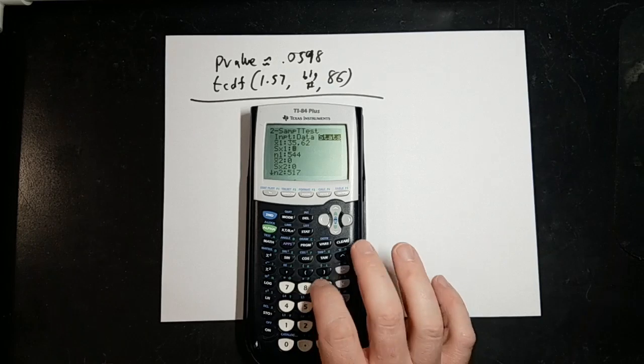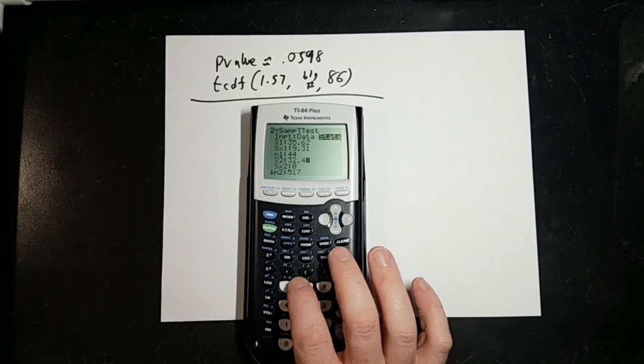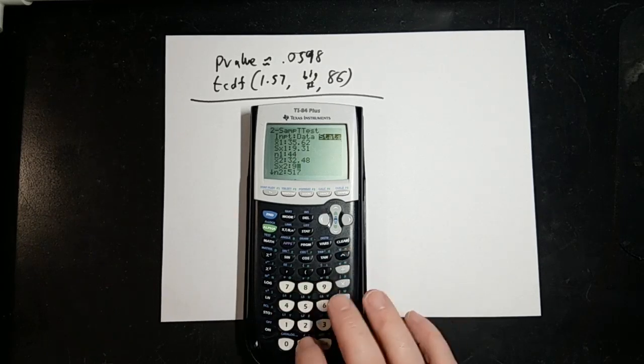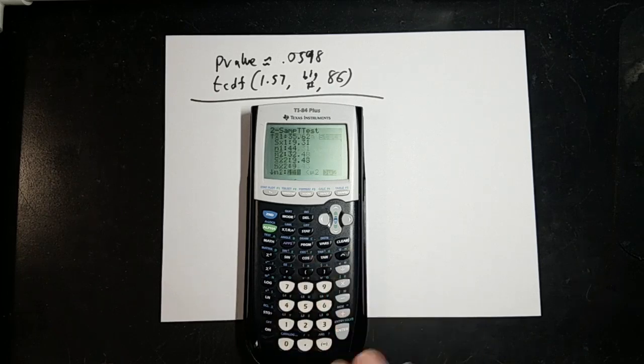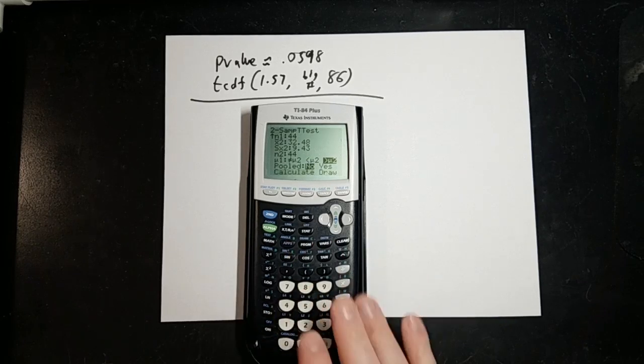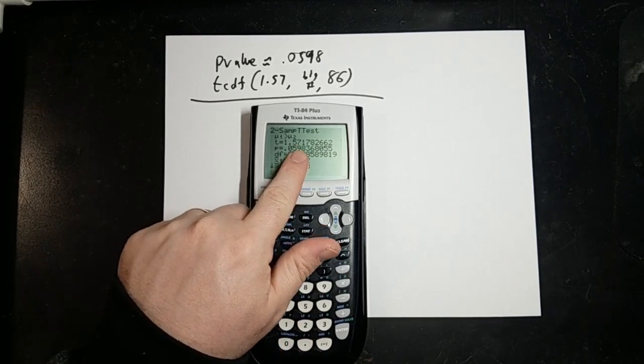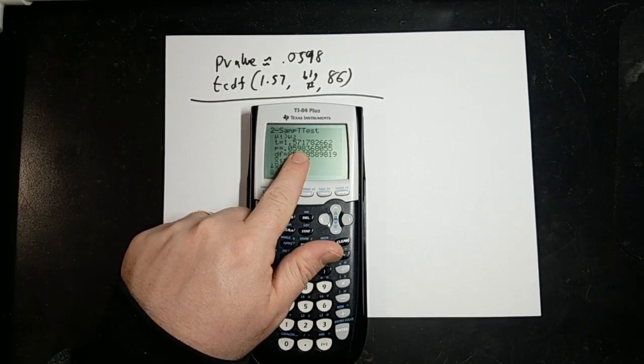35.62, 9.31, sample size of 44. 32.48, 9.43, 44 sample size again. Greater than is automatically set. Don't worry about pooled. Calculate that sucker. It gives you the exact p-value that we were just talking about.